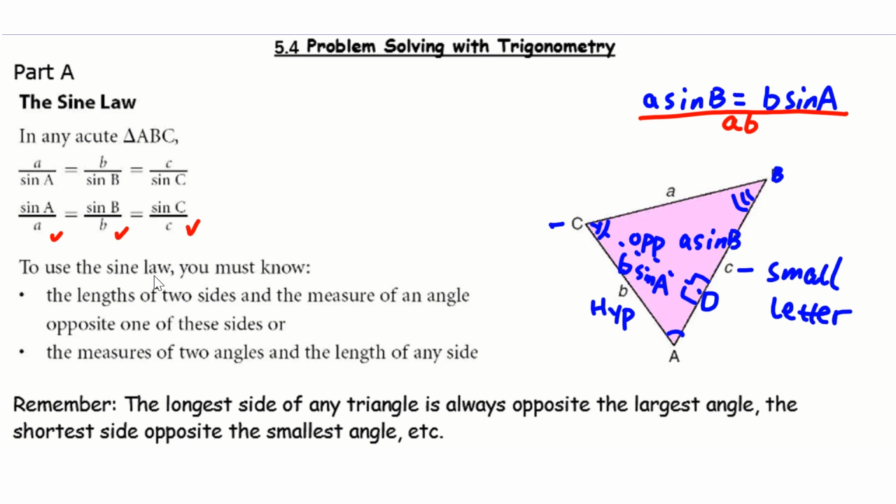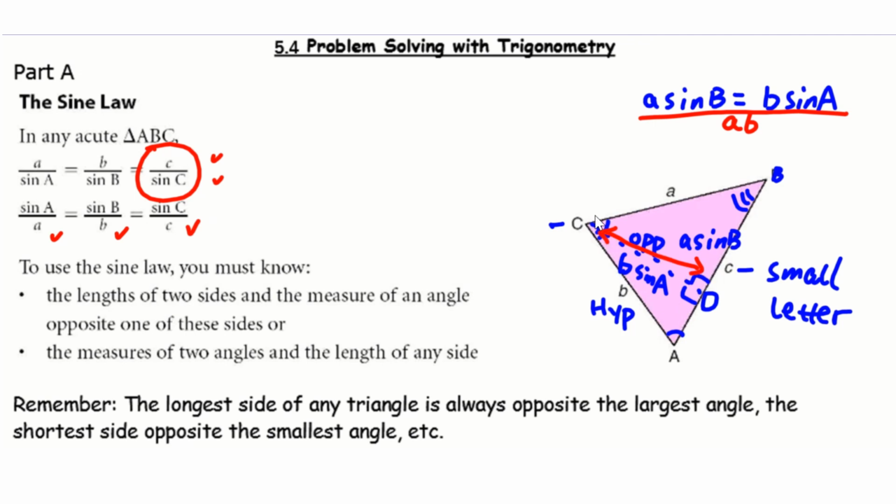So in order to use the sine law, you must know one of the ratios. So either a over sine A, or b over sine B, or c over sine C. Once you have one ratio given, then you are able to use the sine law. Also, that ratio means the opposite side and opposite angle are given. So once you have one opposite side and opposite angle given, you are able to use the sine law.